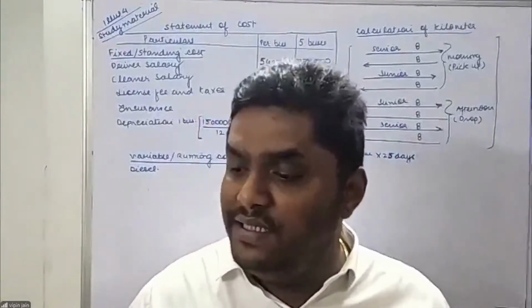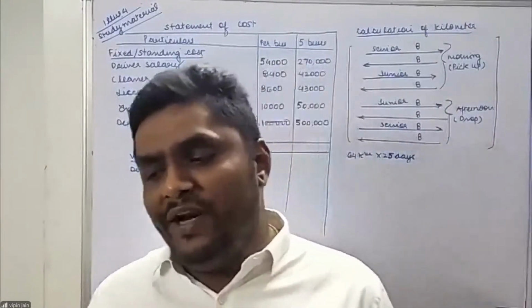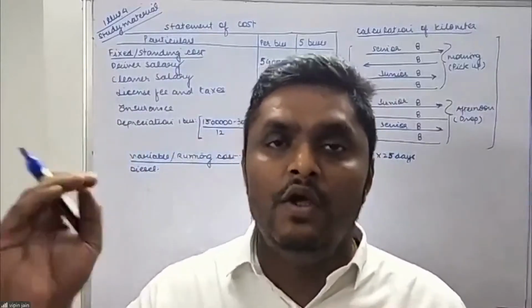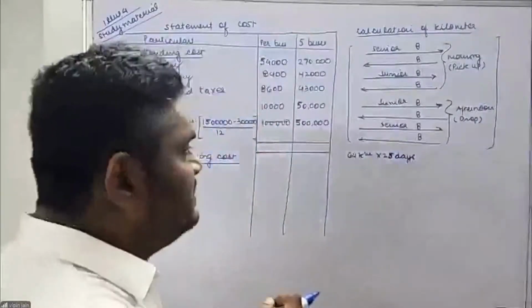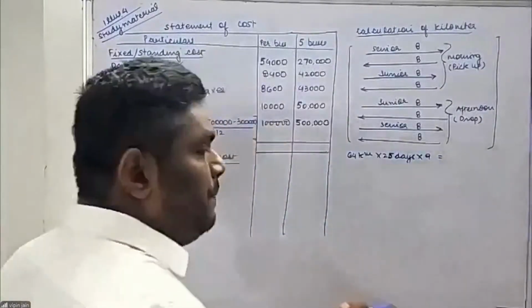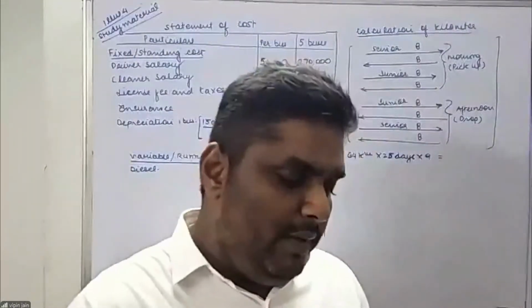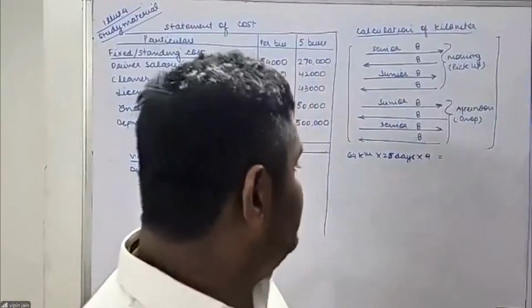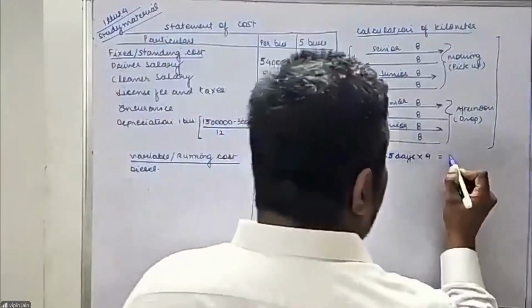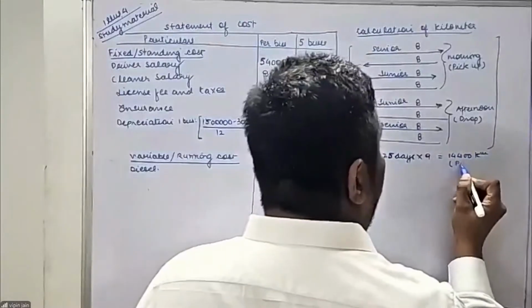And in how many months in a year? See, it is given in the question that the school works for 25 days in a month and remains closed for vacation in May, June, and December. So only 9 months the bus is running. So per bus kilometers will be how much? 64 kilometers in a day into 25 days in a month into 9 months in a year. So 14,400 kilometers per bus.